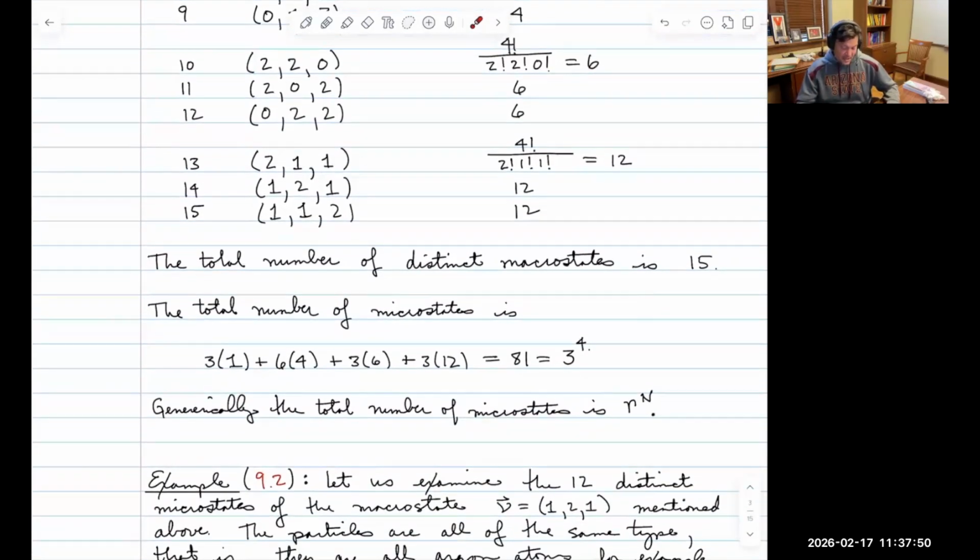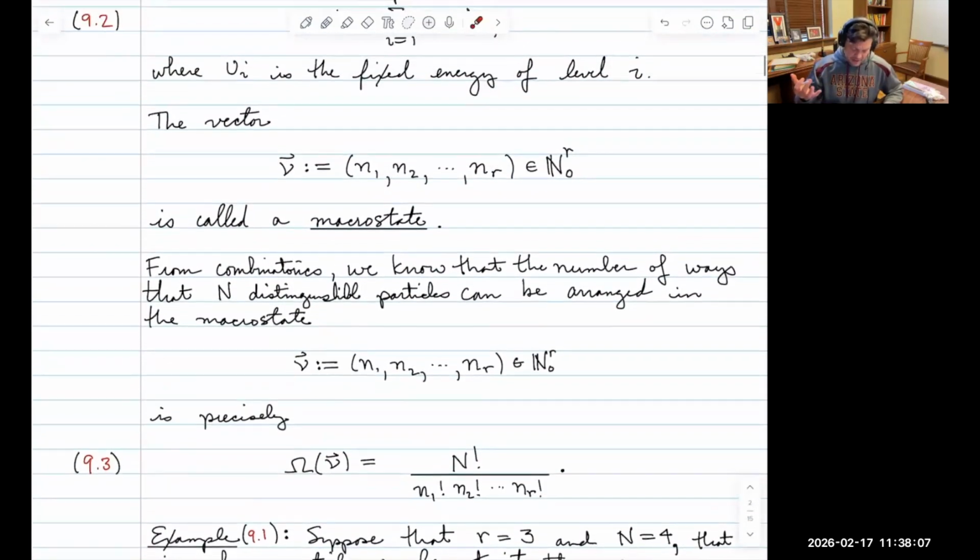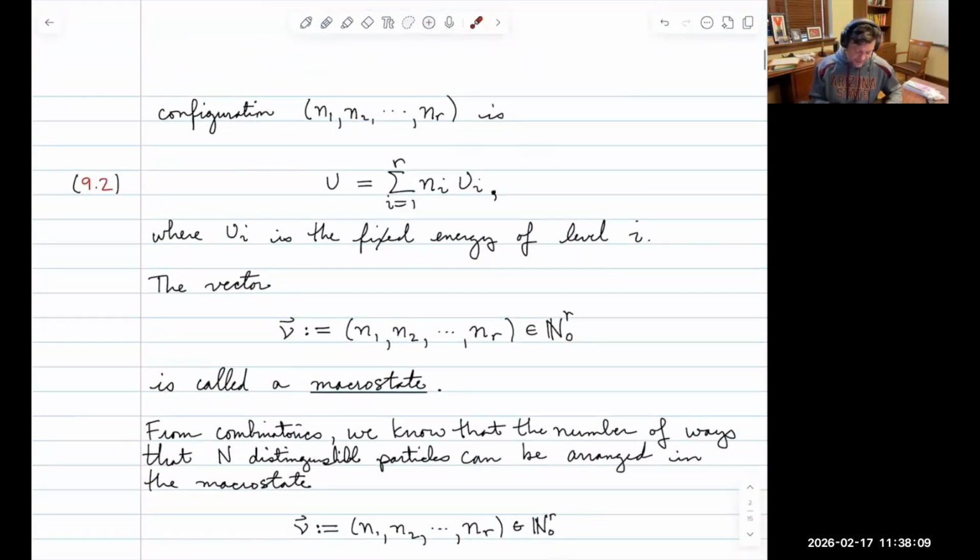Now, as I said, there are a bunch of different macro states that one can imagine in this configuration. In fact, there are exactly 15 different macro states. Now, not every macro state has the same energy levels. We know how to compute the total energy once we know the configuration or the macro state. It's just given by this formula here.